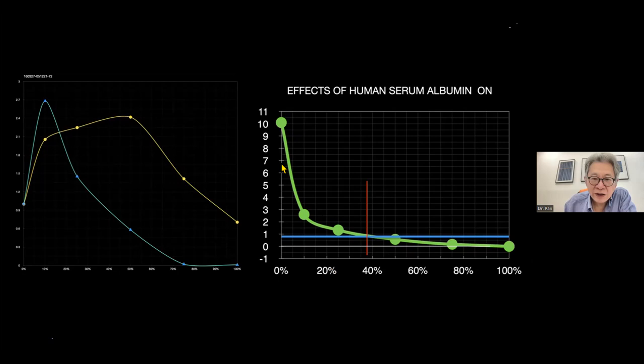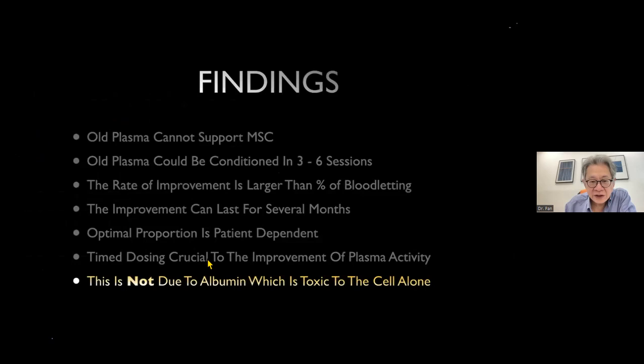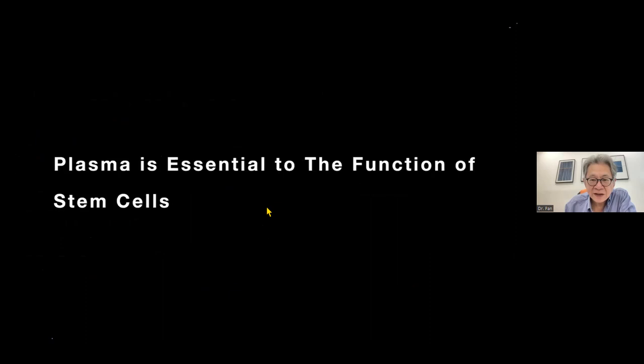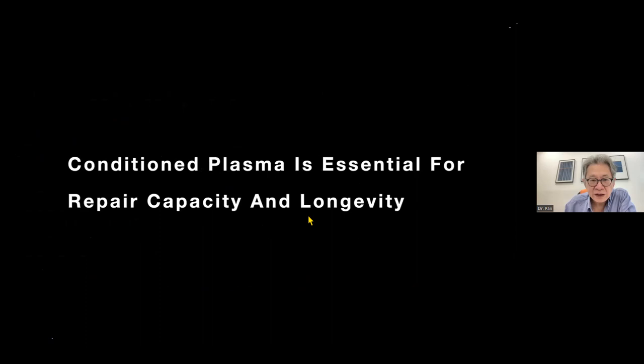You can also see the dot on the 10 right here is actually the dot on the left here. The albumin curve goes down like this, which is very different from the synergistic effect we can create with human plasma and the plasma conditioning formulations. With this finding, we know you cannot use only plasma albumin to accomplish this type of result. In conclusion, plasma is very important for functional stem cells, and the conditioned plasma is very important for repair capacity.